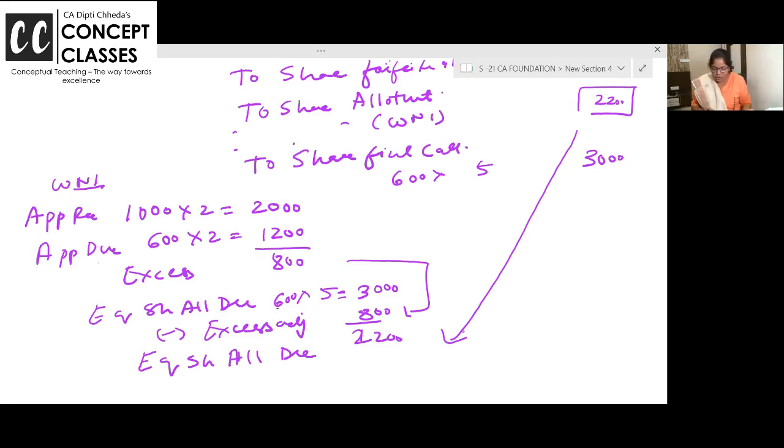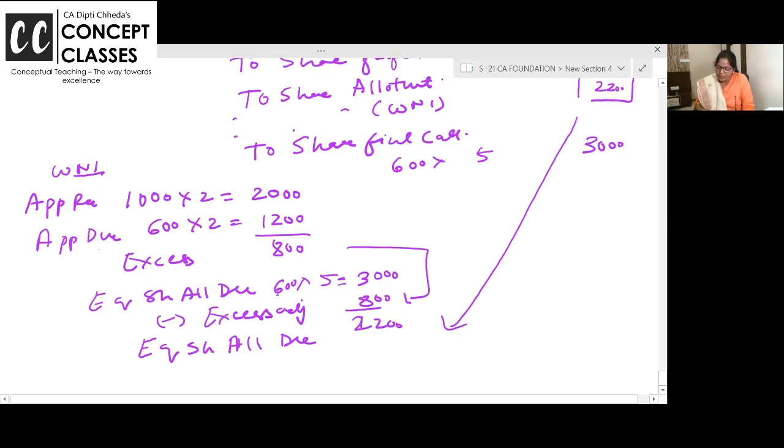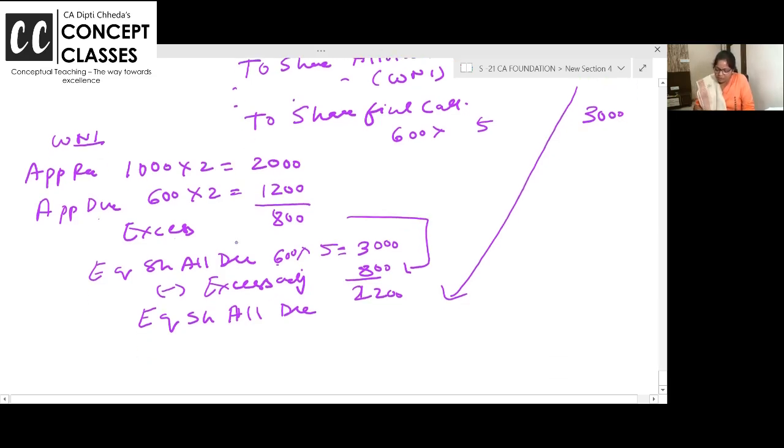Okay, listen now. Application is received 1000, but allotment is got 600. 800 excess, generally they refund, but nothing given, then we can use it for allotment. Out of 1000, only 600 is allotted. So only for 600 shares allotment is due. And now 800 you have already received. So remaining allotment is due, 2200.